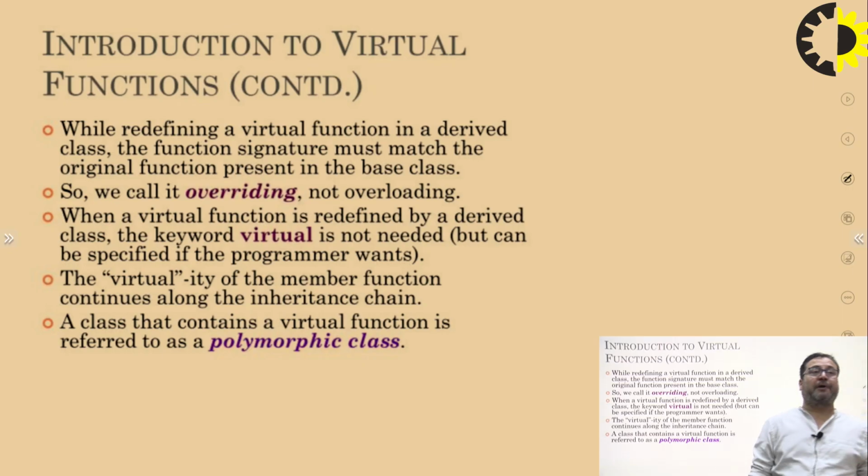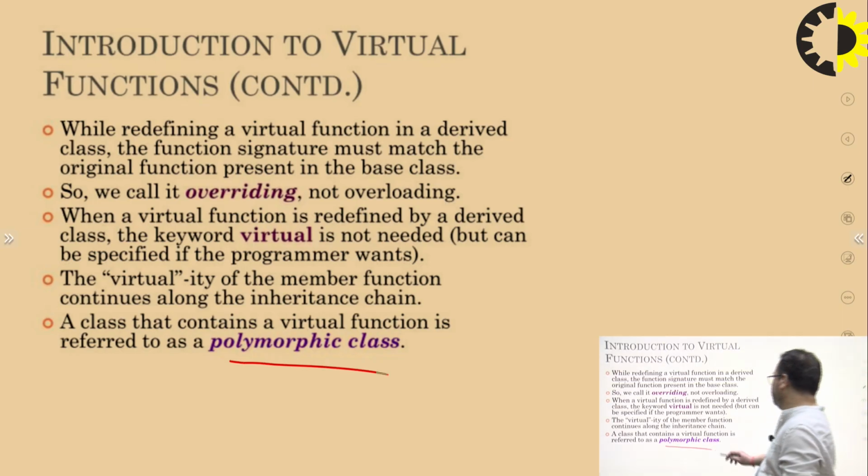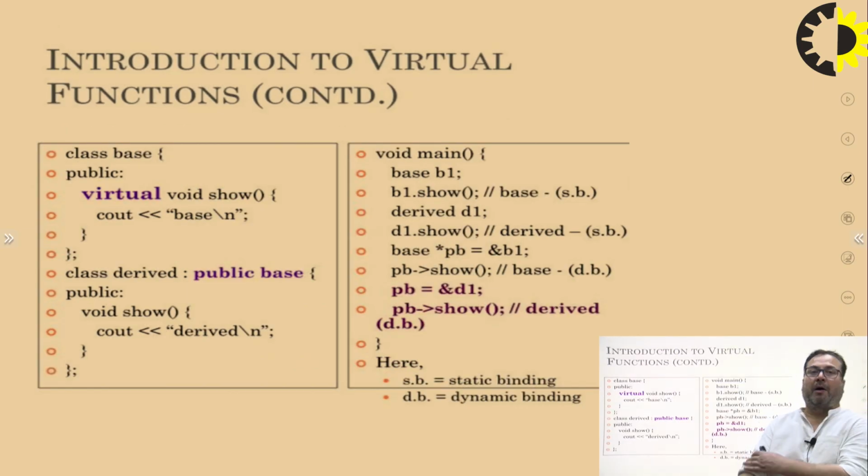When a virtual function is redefined by a derived class, the keyword virtual is not needed, but can be specified if the programmer wants. Right? So the virtuality of the member function continues along the inheritance chain. A class that contains a virtual function is referred to as a polymorphic class. So let's see what is the effect when we write the keyword virtual, and when we make a member function a virtual function versus not making it a virtual function.